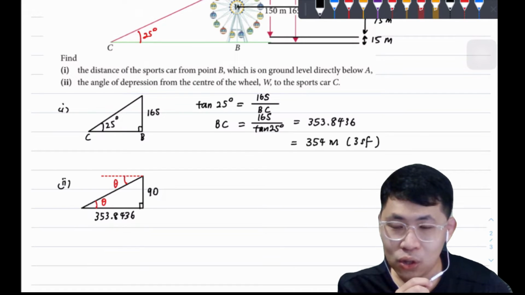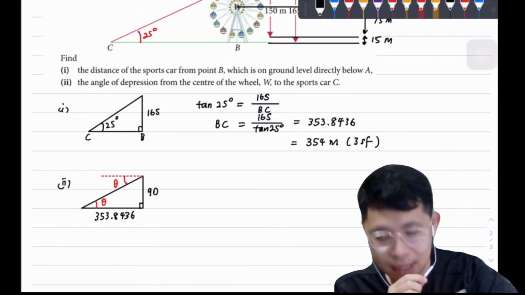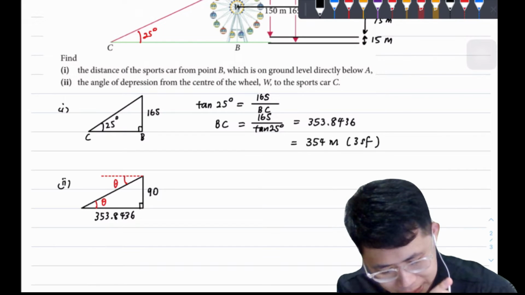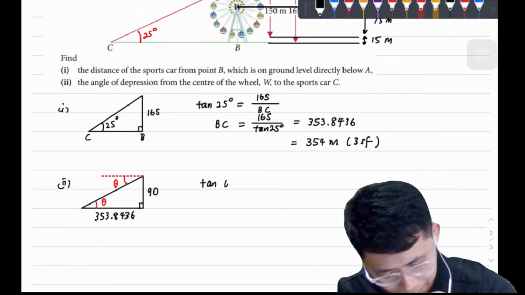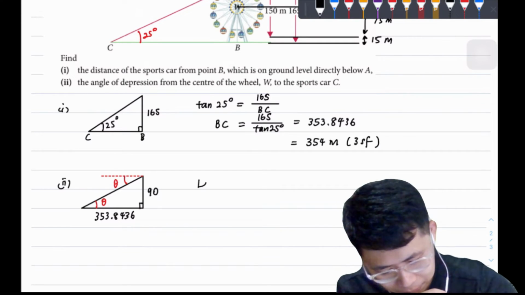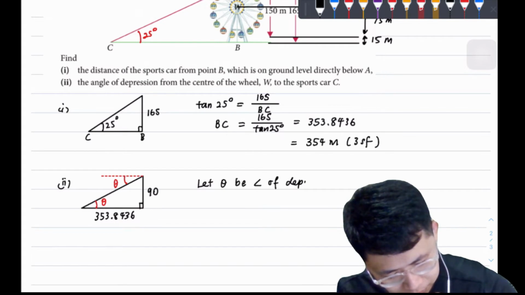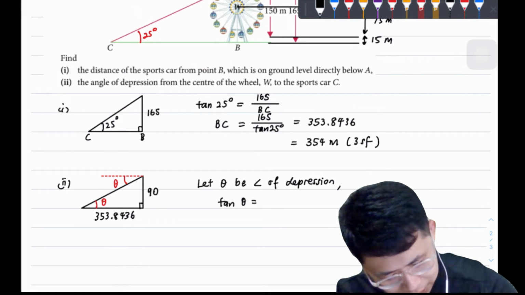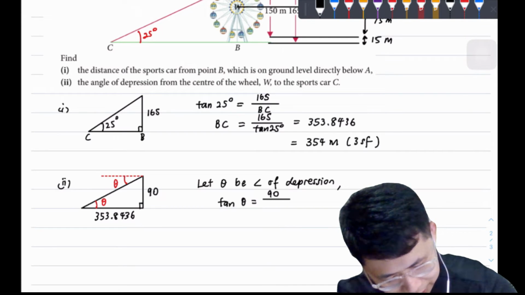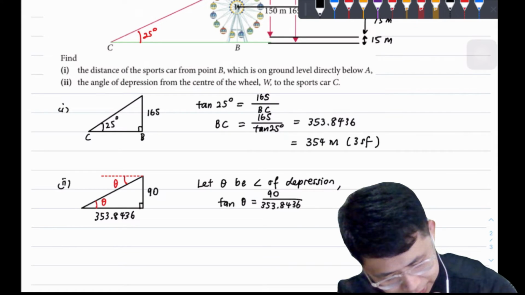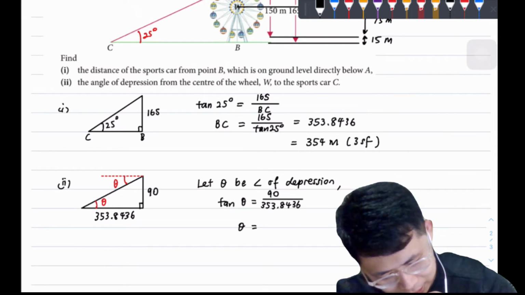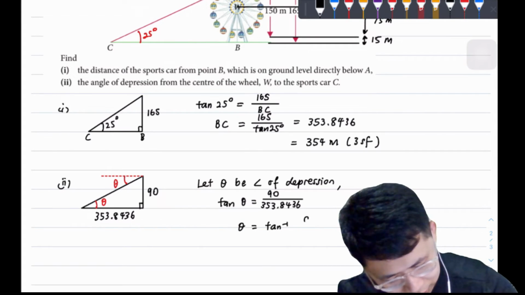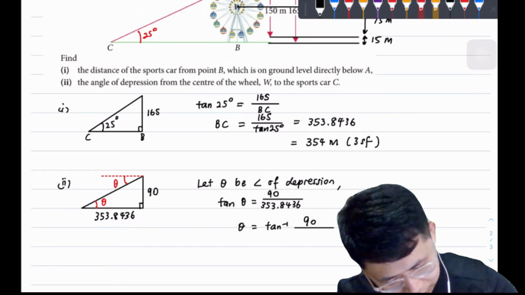So let's try to link angle theta with 90 and that. At angle theta, we have opposite and adjacent, so I'm going to use tangent of theta. Let theta be the angle of depression. Theta would be equal to opposite over adjacent. So tangent theta equals 90 over 353.8436. Theta is going to be tangent inverse of this chunk over here.